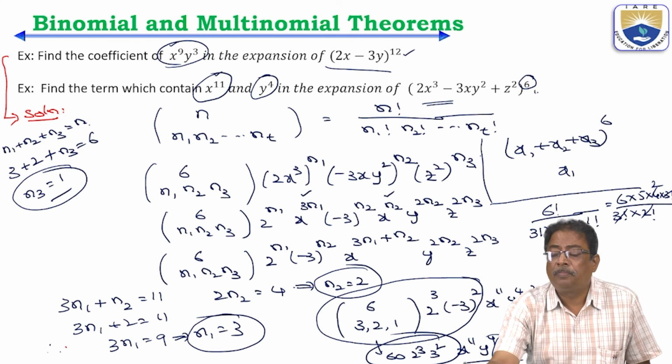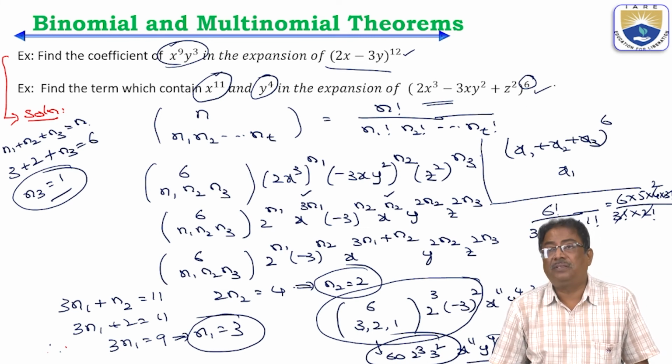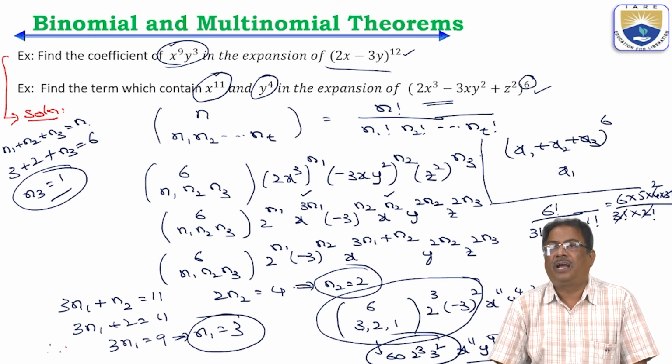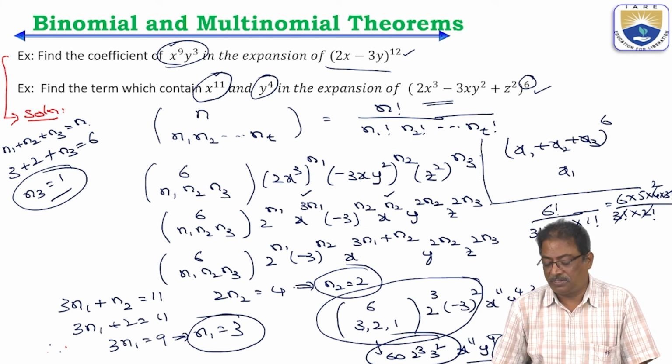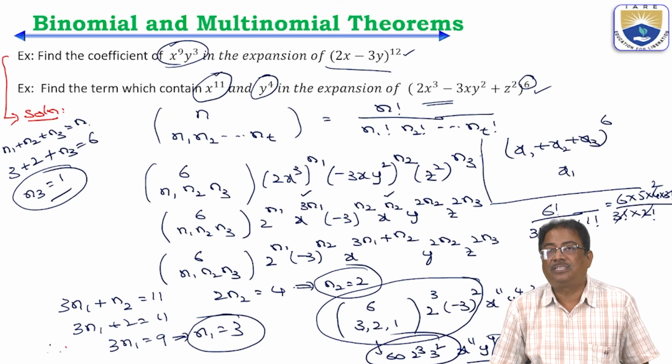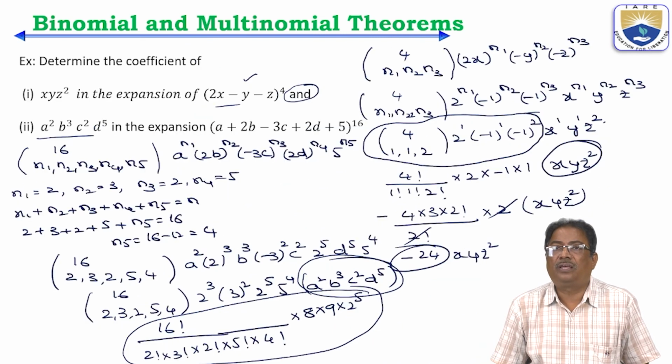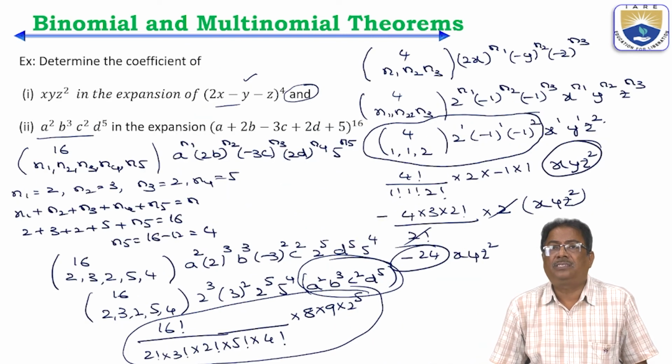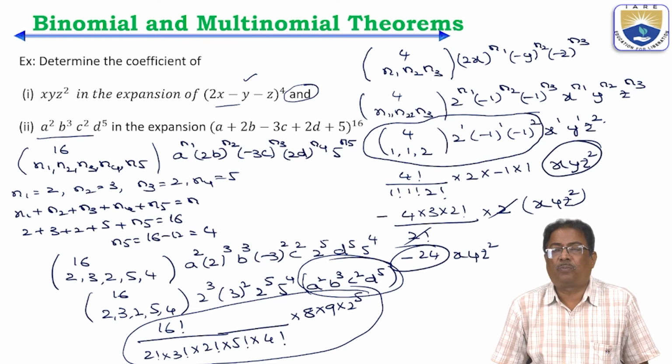And this is the multinomial. That means there are three variables, x, y, z. And we are expanding the three variables n times, n is nothing but 6. Then what is the coefficient? And next, we have to consider some more problems on multinomial theorems.